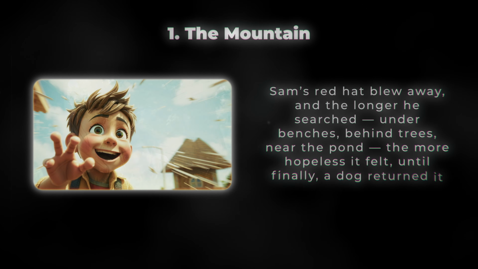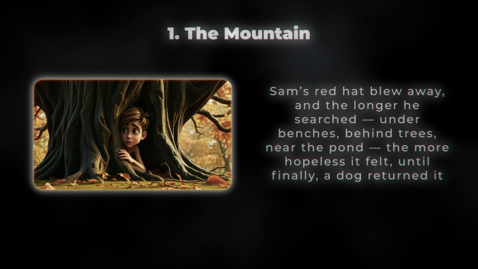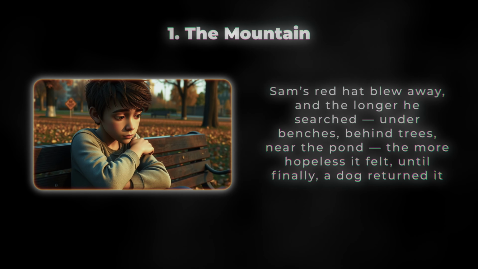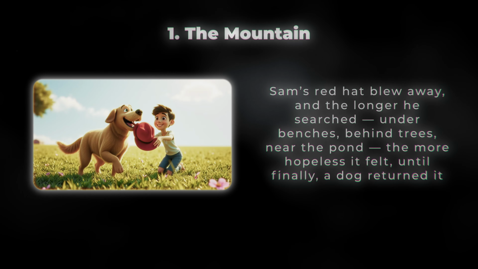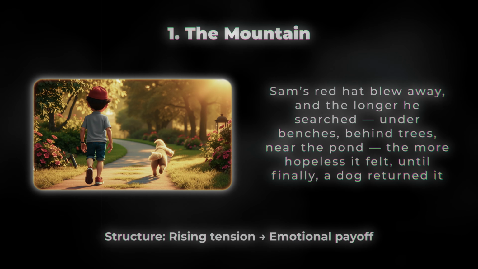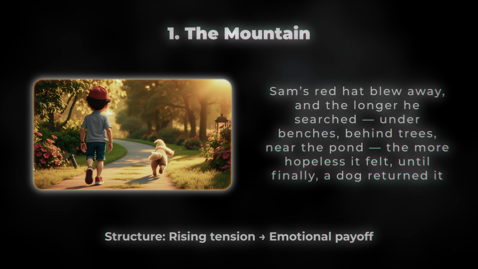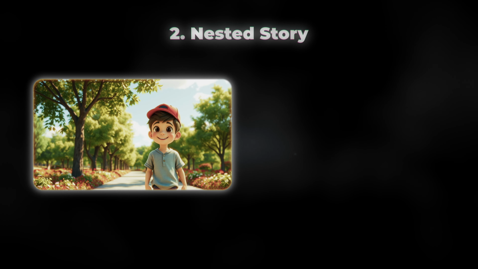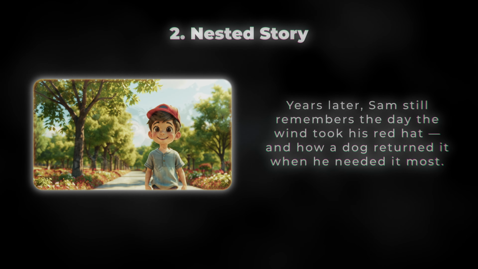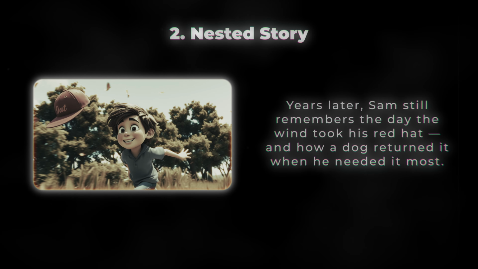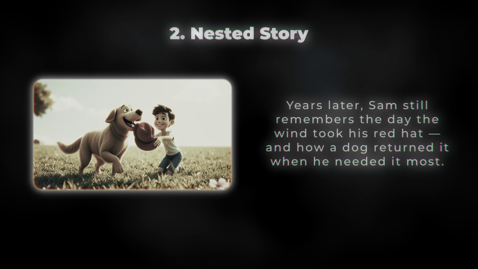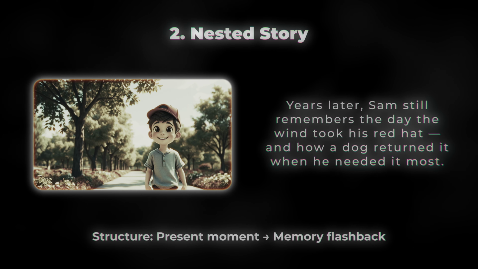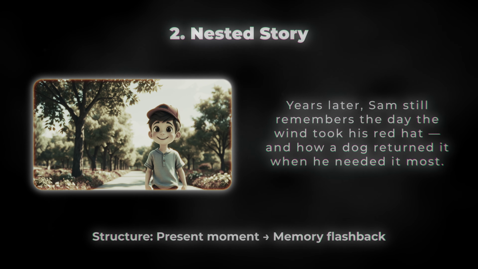Advanced style number 1 is the mountain. Sam's red hat blew away, and the longer he searched under benches, behind trees, near the pond, the more hopeless it felt, until finally a dog returned it. This builds tension continuously until the payoff lands at the end. Advanced style number 2 is the nested story. Years later, Sam still remembers the day the wind took his red hat and how a dog returned it when he needed it most. This tells a story as a memory or reflection from the present.